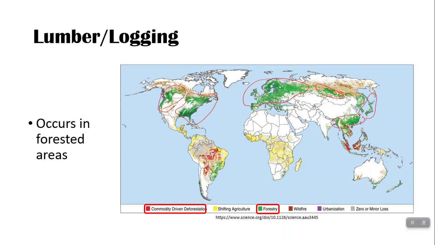Mostly a lot of it's in temperate seasonal forest. Commodity-driven deforestation, like you see here, is they're trying to cut down the trees to get something. A lot of times it's to clear land for agriculture, and that's actually what's happening a lot in tropical rainforests.